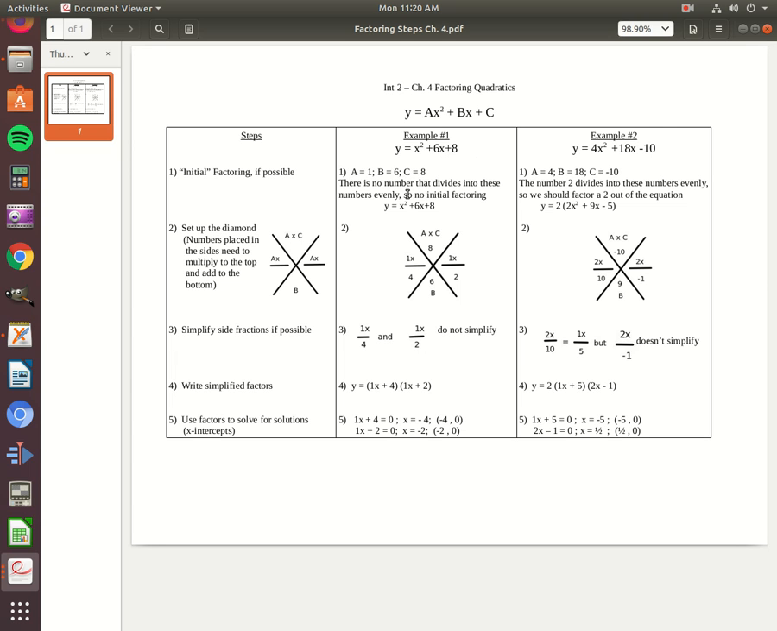We could do no initial factoring. But on this one, we could do some initial factoring. And then again, steps 2 through 5, we'll go from there. Again, you're going to get another one of these in chapter 5.